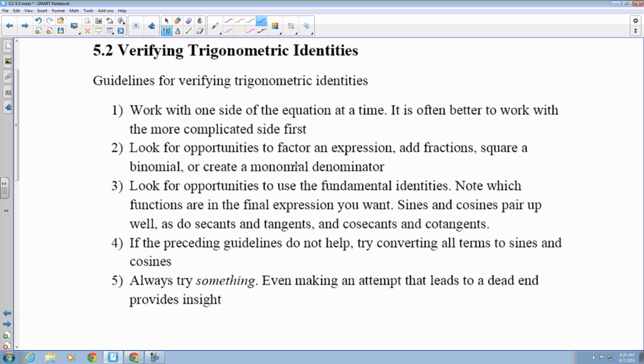That's that whole front page of the last section that I gave you. Either the reciprocal identities, quotient identities, or Pythagorean identities. So there's a ton of different things you can do, and that's what you're always looking for. A lot of those are dealing with sines and cosines. So if you can get your function all the way down to sines and cosines, that may be a good way to go.